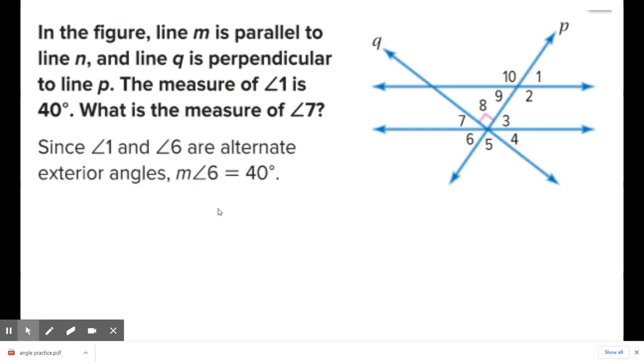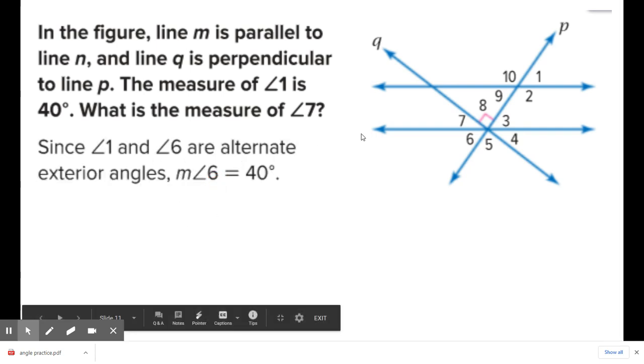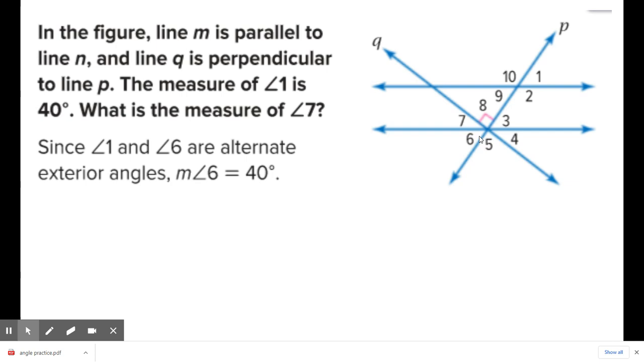Okay, you're back. 1 and 6 are alternate exterior angles. You also could say 1 and 3 are corresponding. It's going to give you the same answer. But let's stick with 1 and 6 being alternate exterior angles. Therefore, we know that 6 is 40.